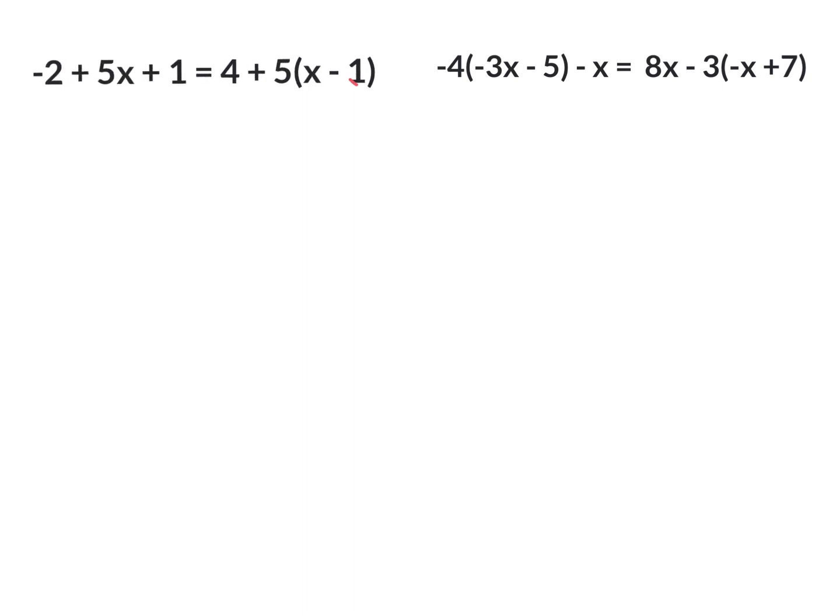Again, I always recommend for you to look at one side at a time. So let me cover up the right side. Let's just focus in on the left side. Is there any parentheses where you have to distribute a number from the outside to the inside? No, there's no distributive property.